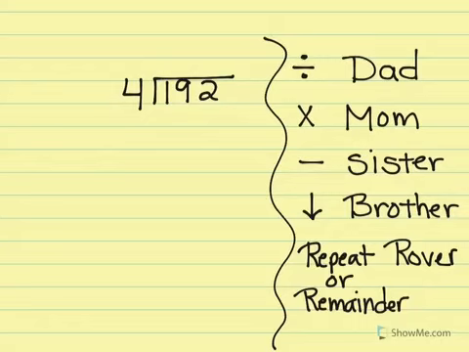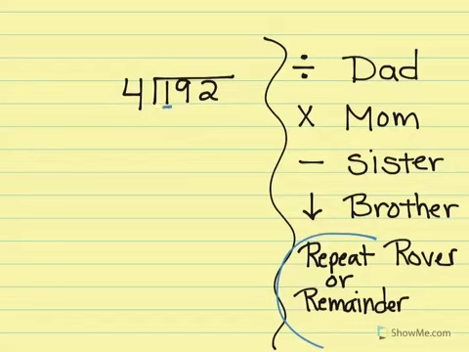So to help me figure this out, I'm going to use the acronym Dad, Mom, Sister, Brother, Rover. Remember, the D in Dad is for divide, the M in Mom is for multiply, the S in Sister is for subtract, the B in Brother is for bring down, and Rover stands for repeat or remainder. So I'm going to look at this digit by digit.